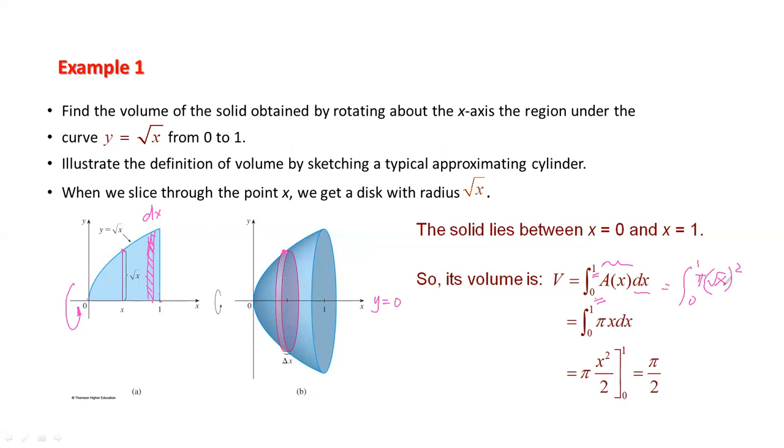Why? Because we have pi r squared, and we have here dx. If you square a square root, you will have this one, right? Then you do your integration, you will have it as pi x squared over 2. Your limits is from 0 to 1. So when you substitute 0 as the lower limit and 1 as the upper limit, your answer is pi over 2.